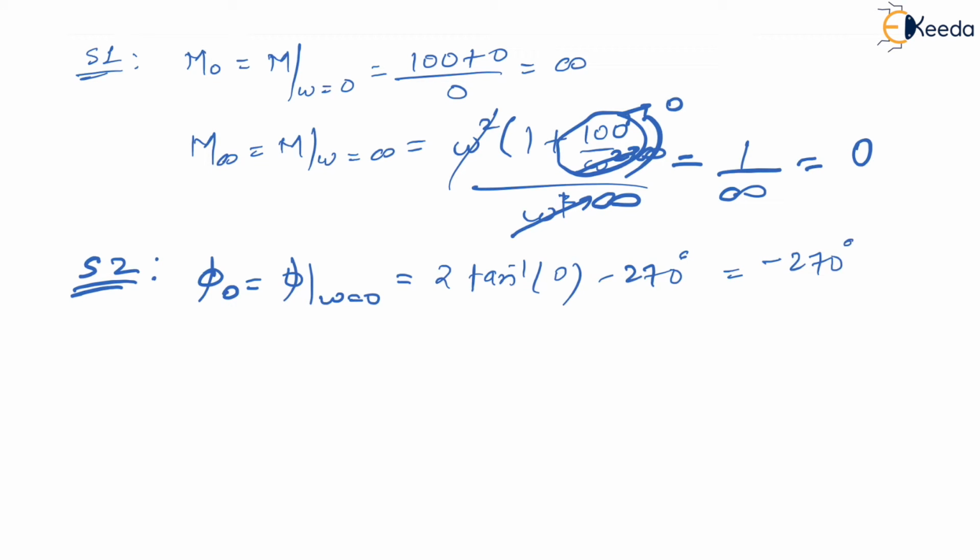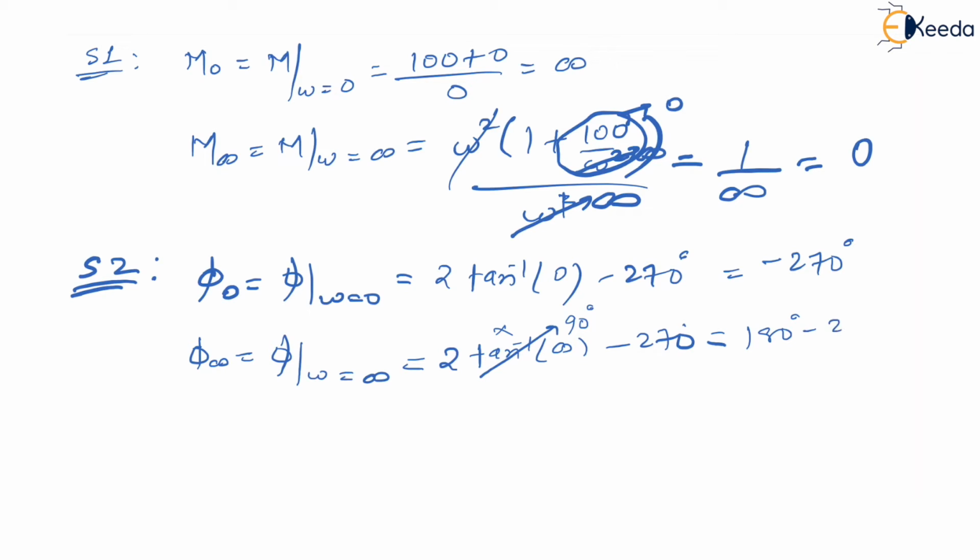Is that correct? Yes. Now, what is phi infinity? It is the phase angle at omega equal to infinity. You put it in, and then you get 2 times tan inverse of infinity minus 270 degrees. What is tan inverse of infinity? It is 90 degrees. So it is 2 times 90 degrees, which is 180 degrees minus 270 degrees, which is equal to minus 90 degrees.